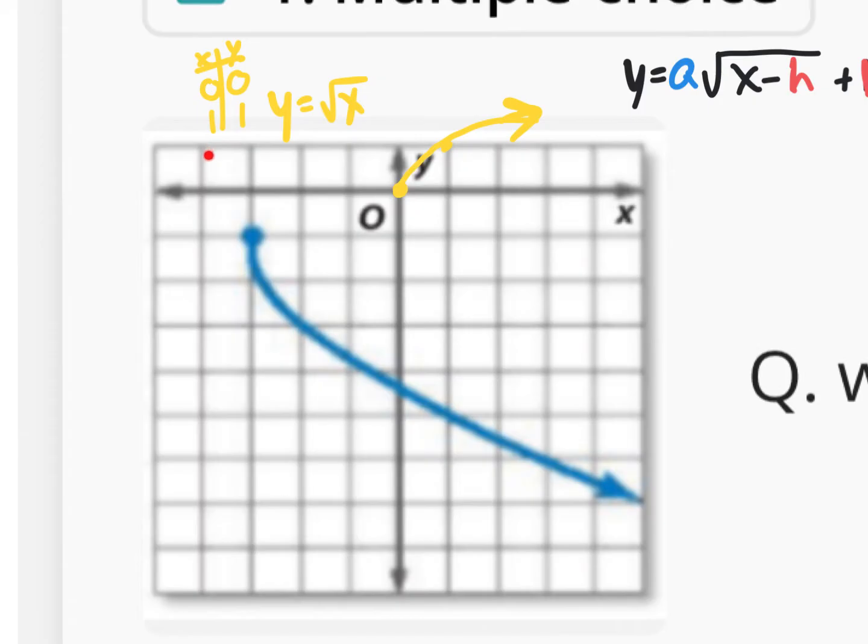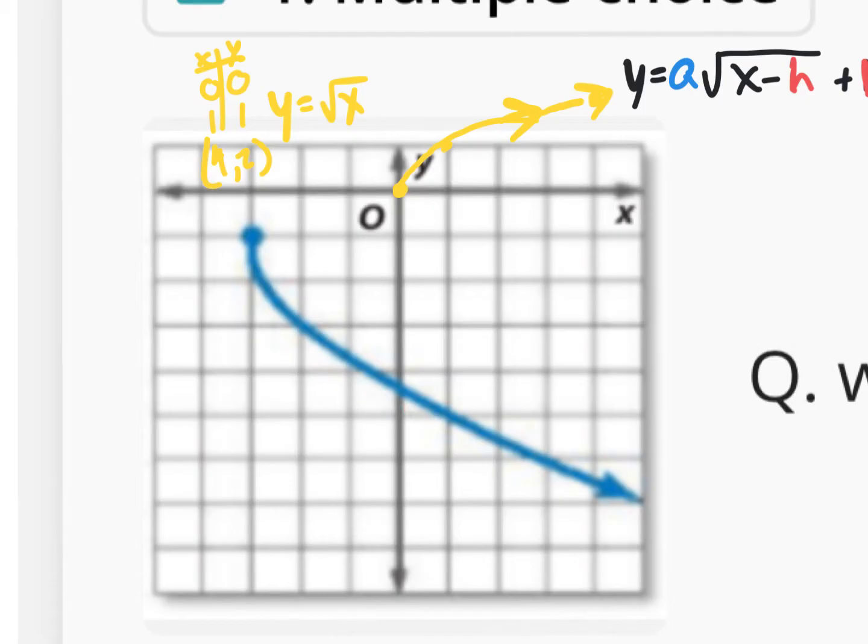You don't want to plug in 2 because the square root of 2 is an ugly decimal. The square root of 3 is an ugly decimal. The square root of 4 is a nice answer, 2. So if I kept going with this, 4, 2, it should be up here. So it should continue going that way. So anyways, you should get the idea of the parent graph. And this parent graph goes through transformations to get to this one over here.